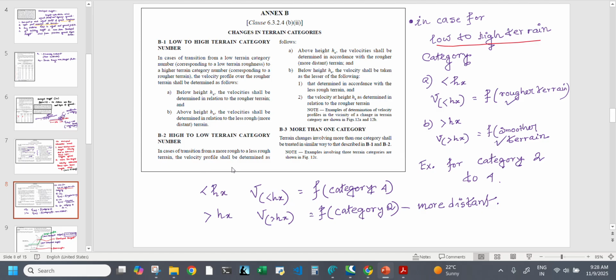And in case of category 2 to 4, below the height the velocity shall be determined depending upon the rougher terrain. That means if the developed height is less than hx, less than 12 meter, the velocity profile depends upon category 4. And if the height is greater than 12 meter, the velocity profile depends upon category 2, the more distant part.